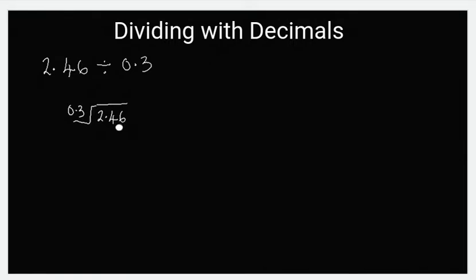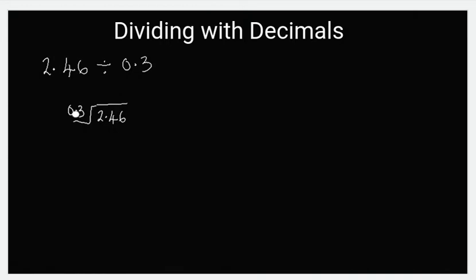Dividing this way won't be easy except we remove the decimal points, which is what we're going to do. We need the divisor to be a whole number, not a decimal. So we're going to move the decimal point of the divisor until the divisor becomes a whole number. Our divisor here is 0.3. This is our dividend, 2.46. This is our divisor, 0.3. And our quotient is our answer.